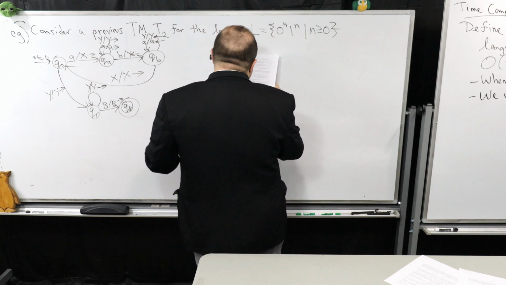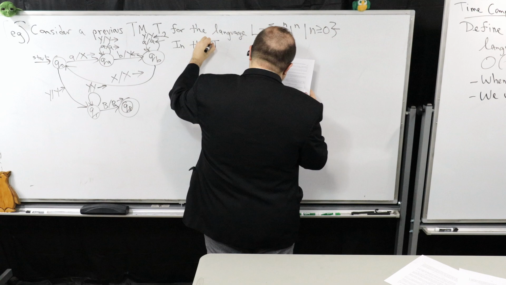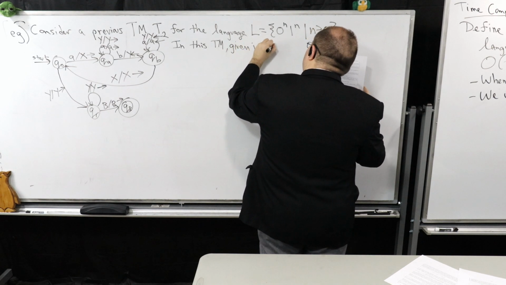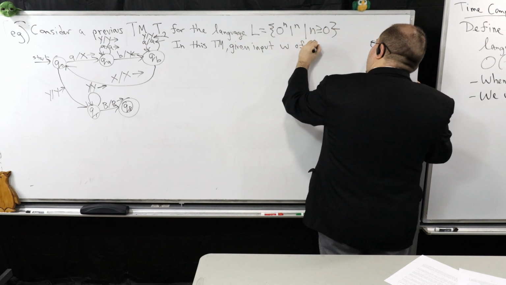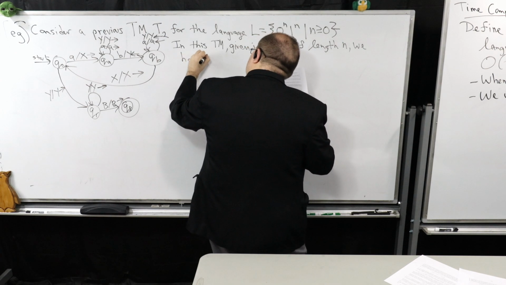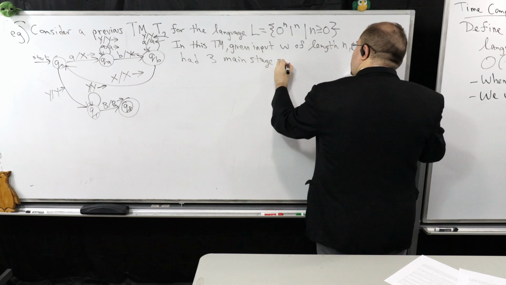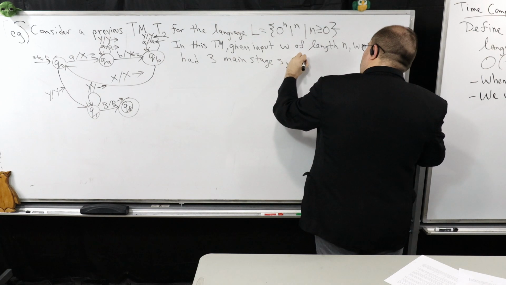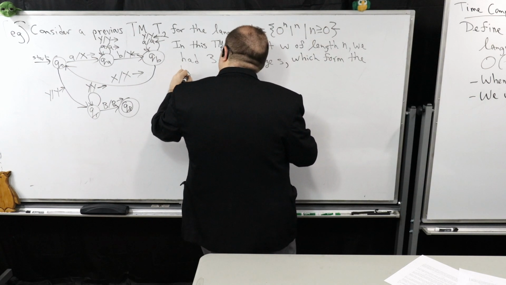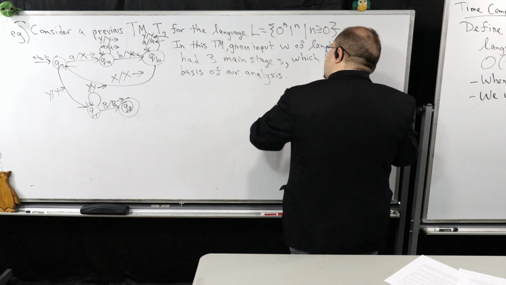So I want to measure the worst case running time of this Turing machine. So in this Turing machine, given input W of length n, we had 3 main stages, which form the basis of our analysis.